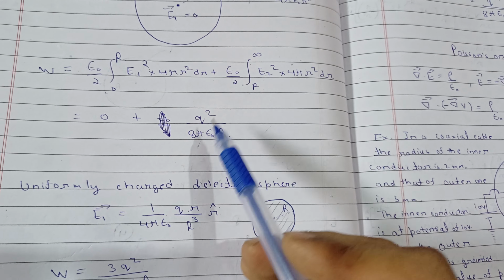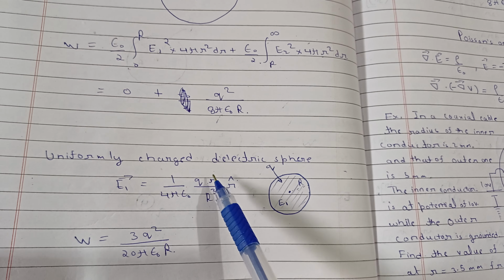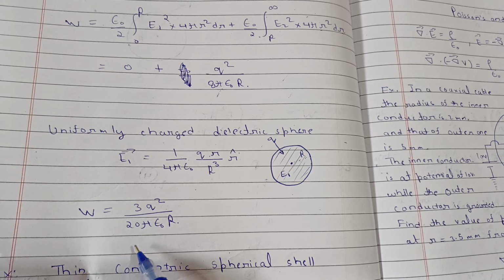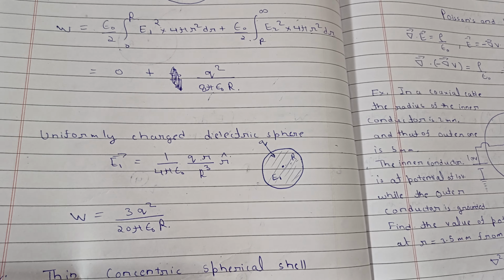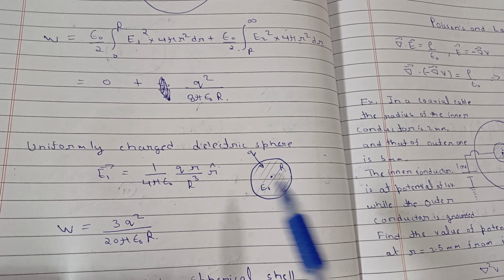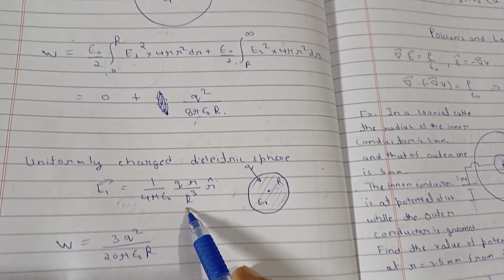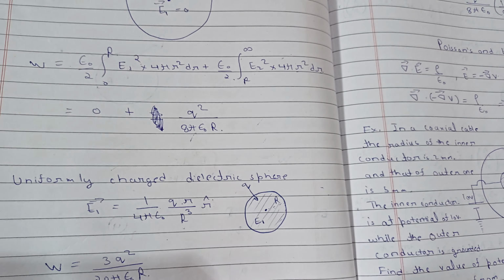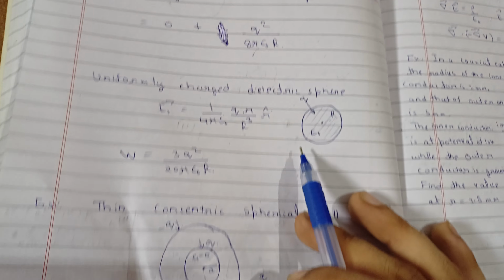The result from this one will be this, and from this one you can calculate. In the end you will just add this to that. The result will be 3q square divided by 20 pi epsilon naught R. You can do this calculation, that's why I'm not doing it, because you know how to integrate. You know this electric field, just put it here and integrate, get the value and add it to this. That's how you can do it.